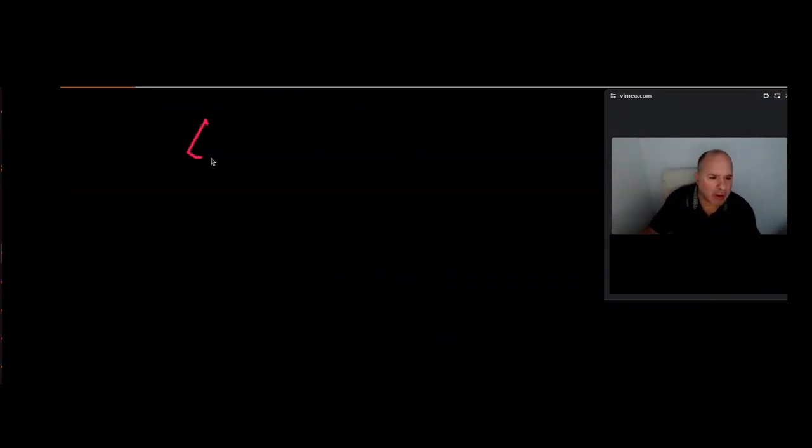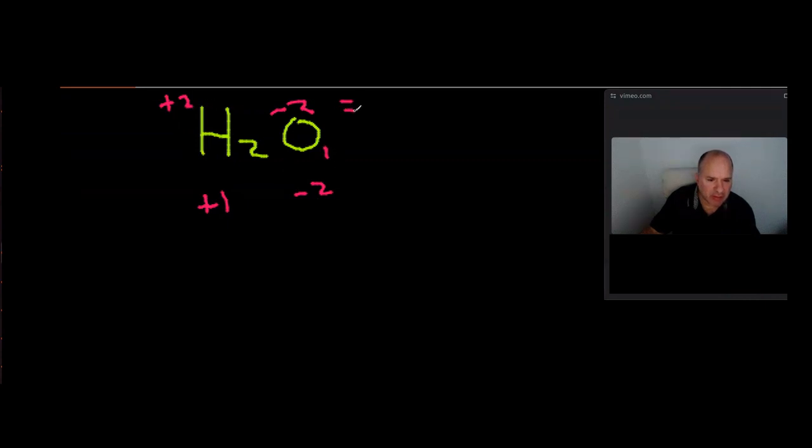Okay, let's look at another: water, H2O. Hydrogen has +1, but there's 2 of them, so it's +2. Oxygen, normally -2. So there's 1 oxygen. No number means 1. So +2, -2 is 0. So each hydrogen is +1, each oxygen is -2.